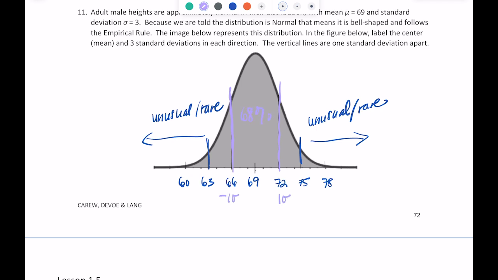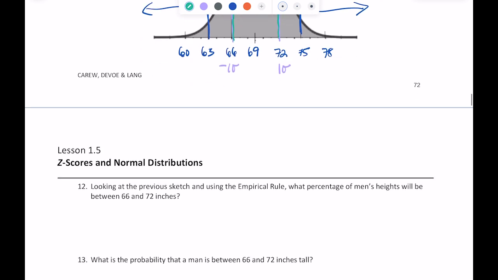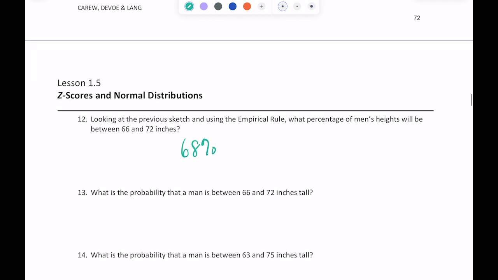So remember that 68%, it's kind of hard to see, so let me write it like this. 68% falls within 1 standard deviation above and below the mean. So we can say that the percentage of men's heights that will be between 66 and 72 inches is approximately 68%. Okay. Number 13 is asking, what is the probability that a man is between 66 and 72 inches?